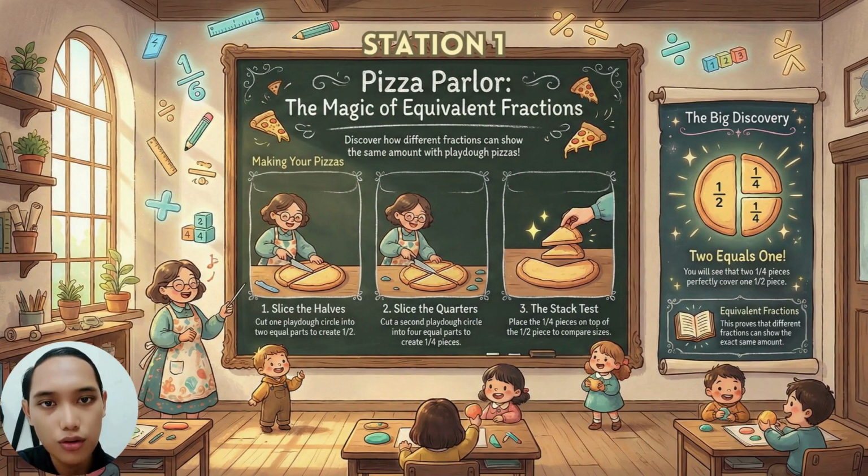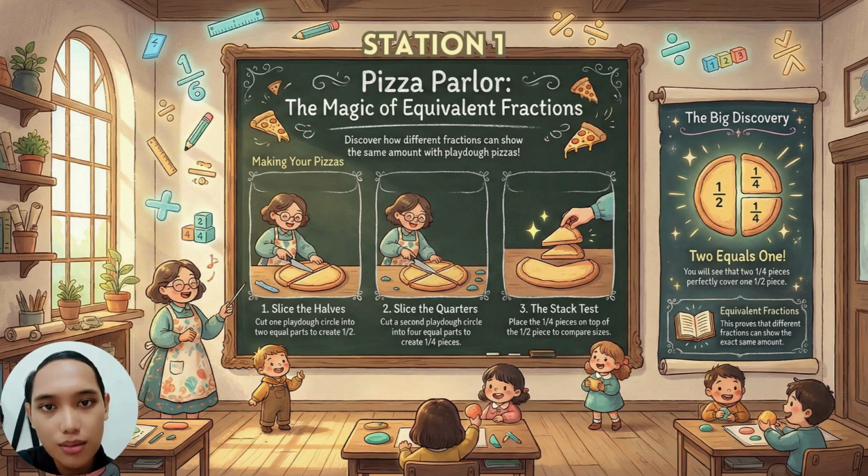Now, let us move on to the next practical implementation of our lesson, starting with station 1, which we call the pizza parlor. This station is designed specifically for the enactive stage of Jerome Bruner's theory, where learning happens through physical action and direct manipulation of objects. At this stage, our main aim is to allow year 3 pupils to learn fractions by doing rather than by listening or memorizing. That is why this station focuses on hands-on experience using concrete materials.